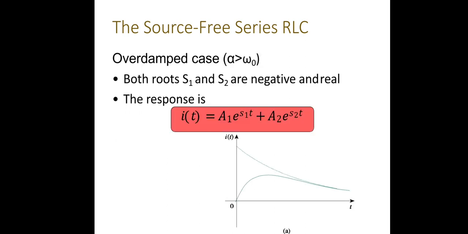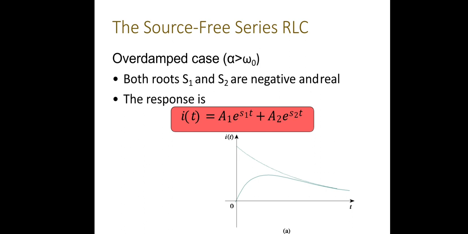So now let us take the source-free RLC circuit. If you take an overdamped case, then both roots S1 and S2 are negative and real. So the response comes out like this. Actually, i(t) is equal to A1 e^(S1 t) plus A2 e^(S2 t). That is what we call the complementary function equation, which we derived previously.